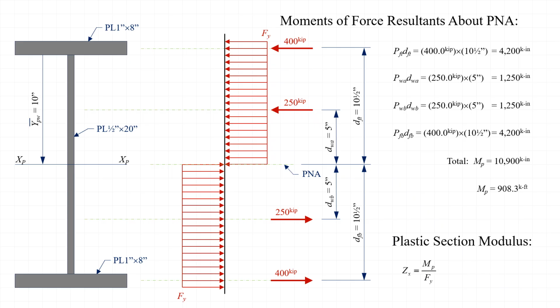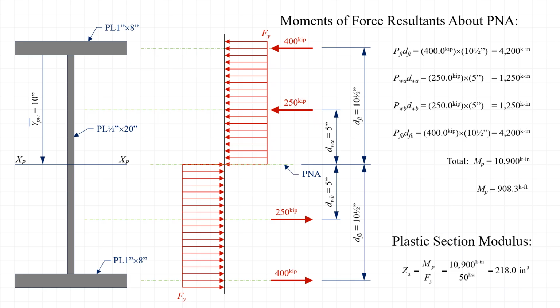As a final step, we can calculate the plastic section modulus Z by dividing the plastic moment by the yield stress. For this section, we find that the plastic section modulus is equal to 10,900 kip-inches divided by 50 ksi, or 218 inches cubed.